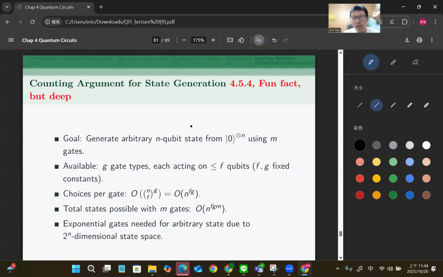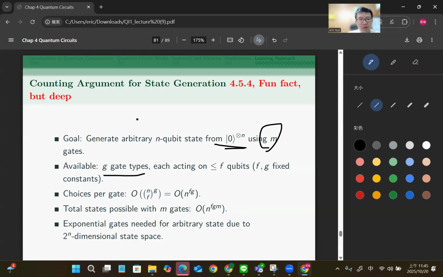So let me explain the proof in detail. We can ask: if we start from all zero and use m gates, let's say we have G gate types. For example, Hadamard, T (pi over 8), and CNOT, so there are three, each acting on at most F qubits. These G and F are fixed numbers. This is very common in the lab because you can only take some finite gates and some finite types. Since they are finite, F must be finite.